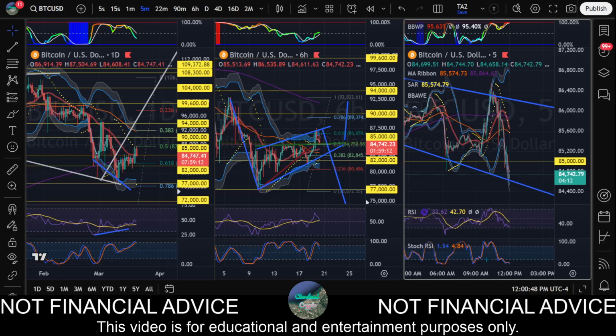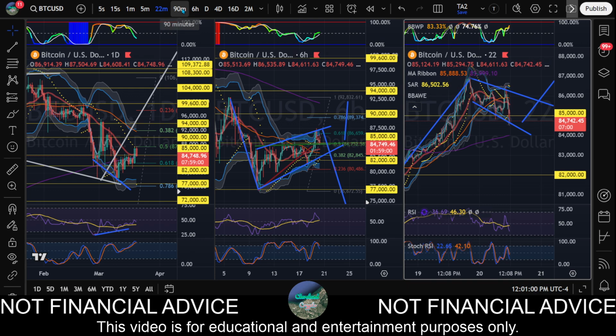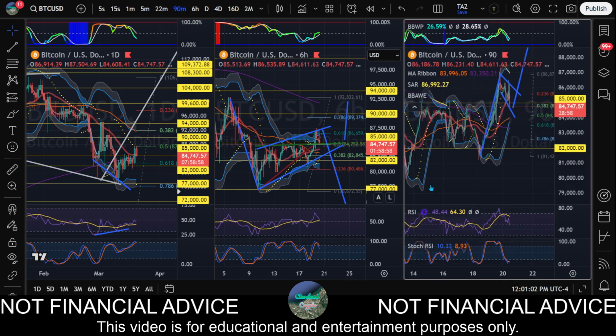I didn't notice this, but look. Higher lows on the RSI, lower highs on the price action. So the 5 minute has a bullish div too. So likely we're going to bounce here. Likely 85 will hold, and we're going to see some more upside.